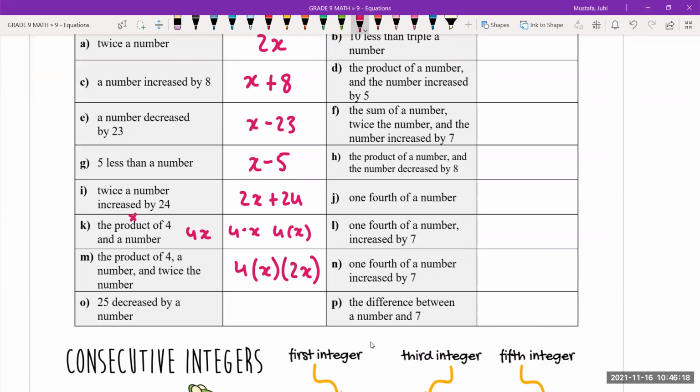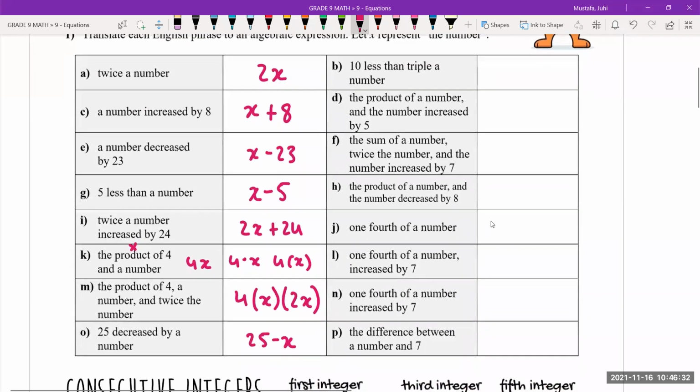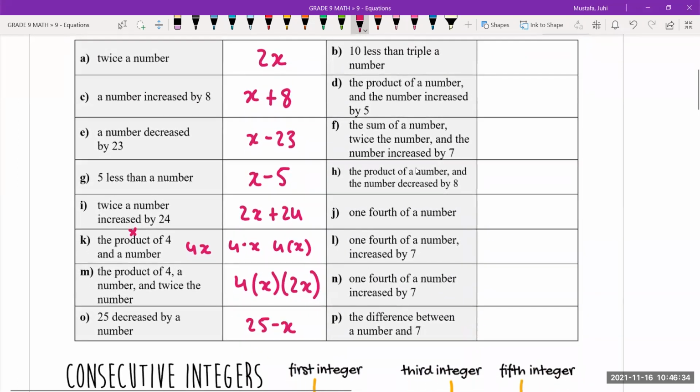How about this one? 25 decreased by a number. Julia, what do you think? Yeah, this one, it's not less than. If it's decreased by a number, it's going to be 25 subtract X. All right, go ahead and try the second column by yourselves. I'm just going to say skip L and N. Okay, and do the rest. We'll take them up in about a minute.